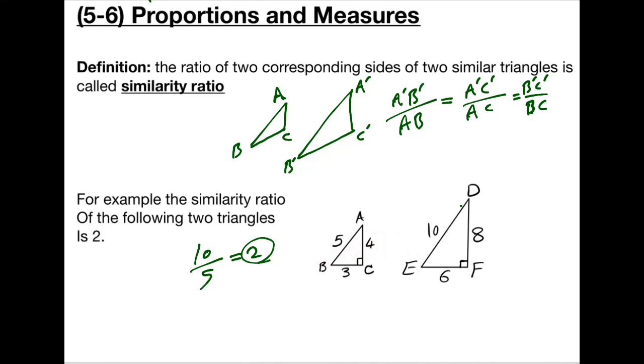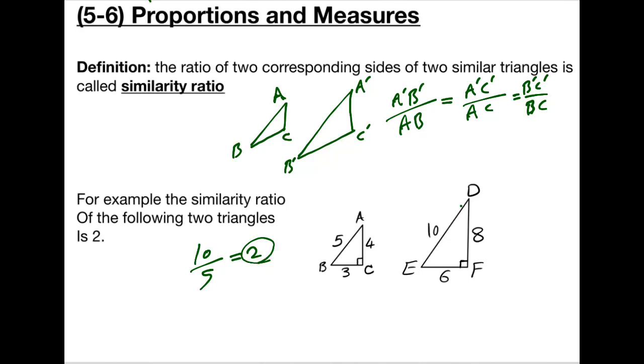Just one thing that you should pay attention to here is that if I start with this triangle and divide AB by DE, I'll get the number 1 over 2, right? Because 5 divided by 10 is 1 over 2. And if I divide AC by DF, I get the same number, 1 over 2. BC divided by EF, 3 divided by 6, is 1 over 2. So basically, similarity ratio comes in two ways. One way is this number 2, and the other way is the reciprocal of this number.